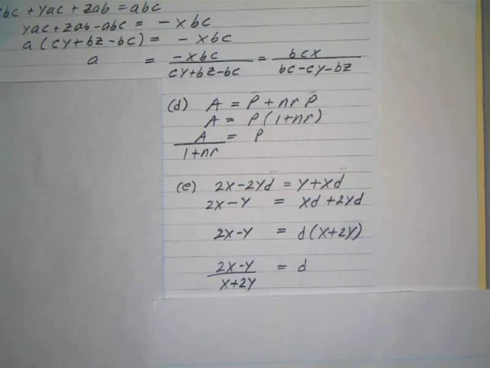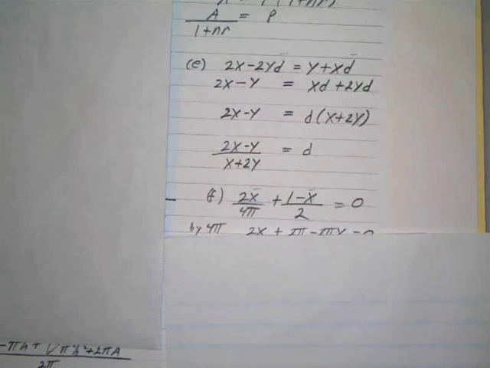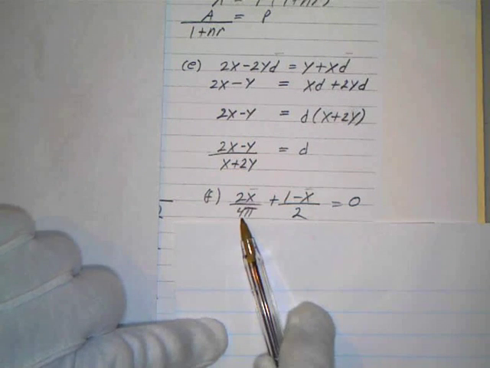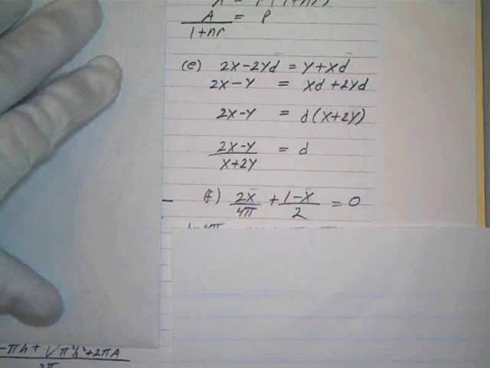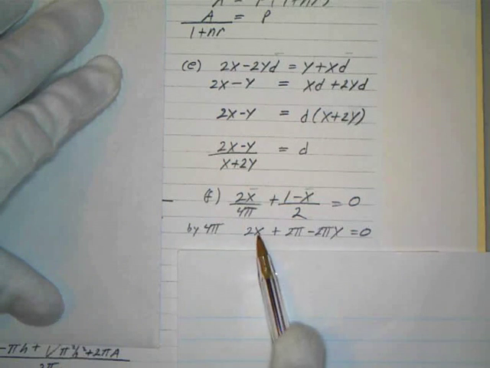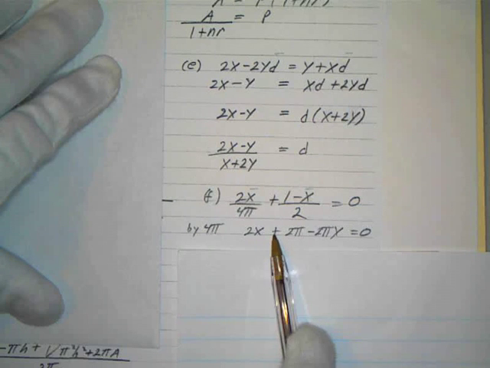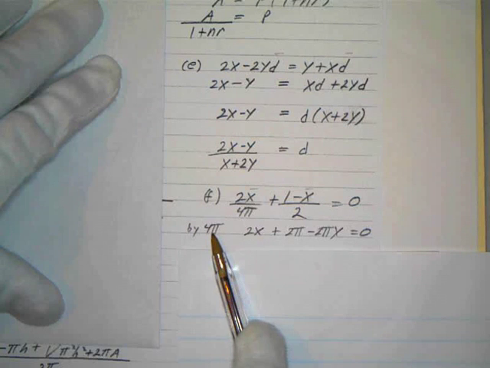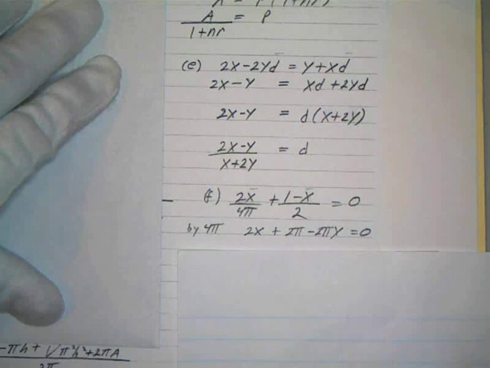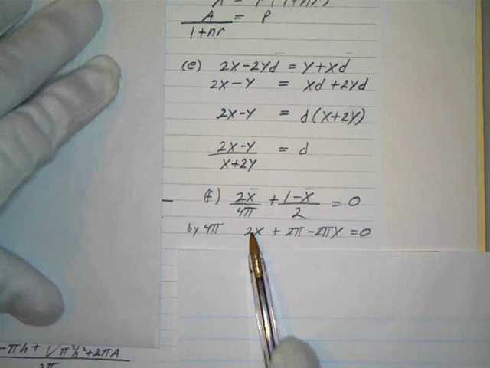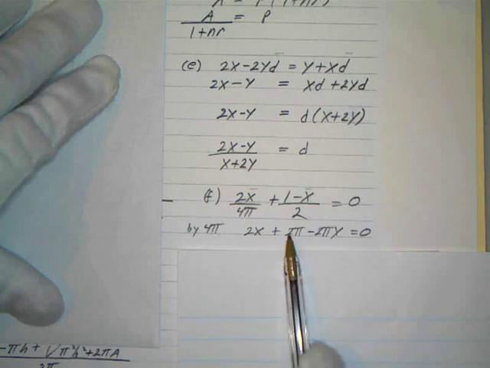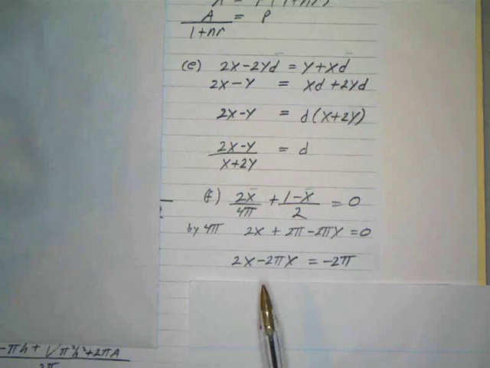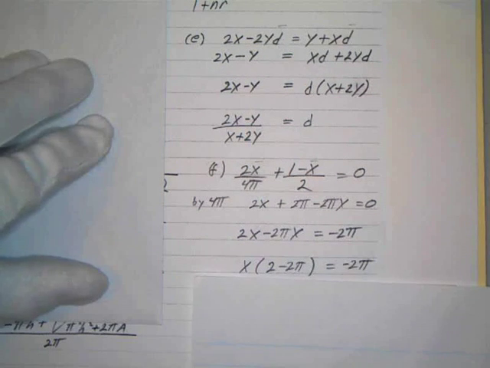And F, the last one. 2x over 4 pi plus 1 minus x over 2, and we want to solve for x. So again, I've got a fraction, so I'll multiply both sides by 4 pi. And this leaves me with just 2x plus, and this is going to be a 2 pi factor. 2 goes into 4 pi 2 pi times. So 2 pi minus 2 pi x. And then I'll isolate my x terms. So I've got 2x minus 2 pi x, and I'll subtract the 2 pi from both sides. Then again, I'll factor out that x. And this is what we've got.